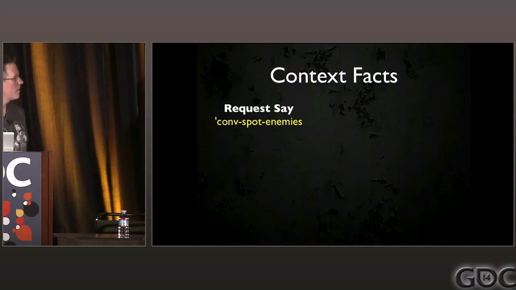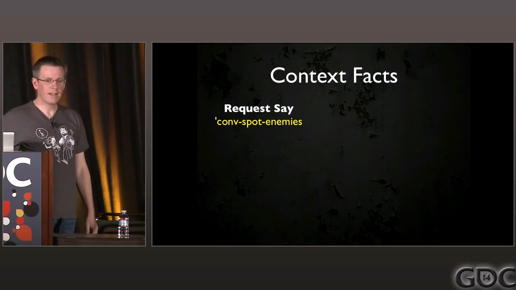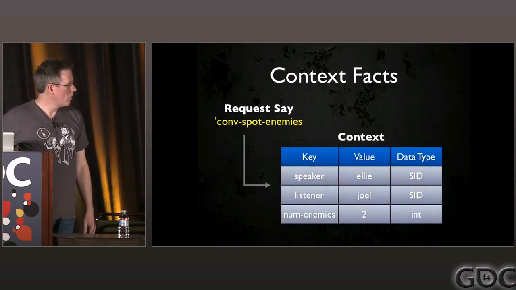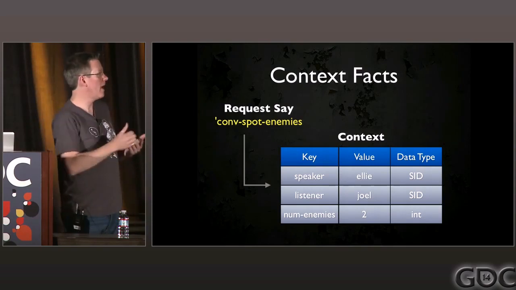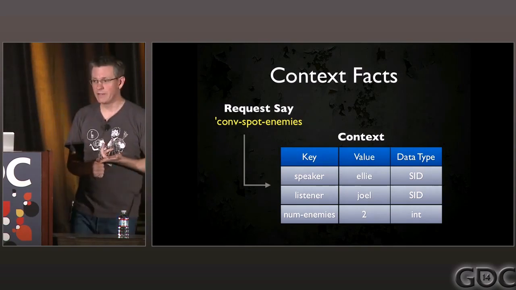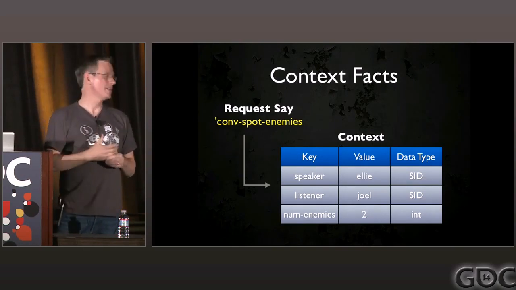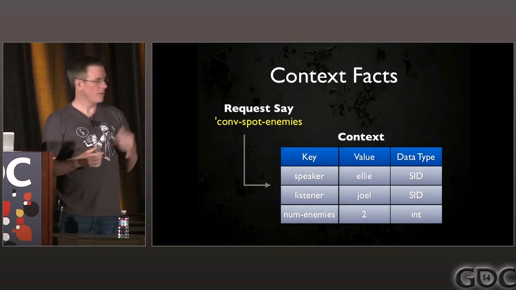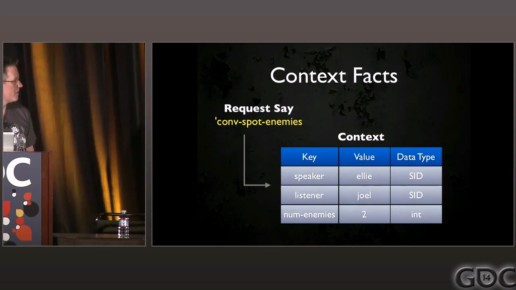Now also, when we're requesting a logical line like spotting enemies, for example, let's say Ellie has spotted some enemies, we want to provide context information about that event. So we might want to know how many enemies we're seeing. And in addition, we want to know who's speaking and who else is involved in that conversation. So in this case, the speaker is Ellie and the listener is Joel. And we call this the context dictionary, and it just fits in the same way that any other fact dictionary does into the system.